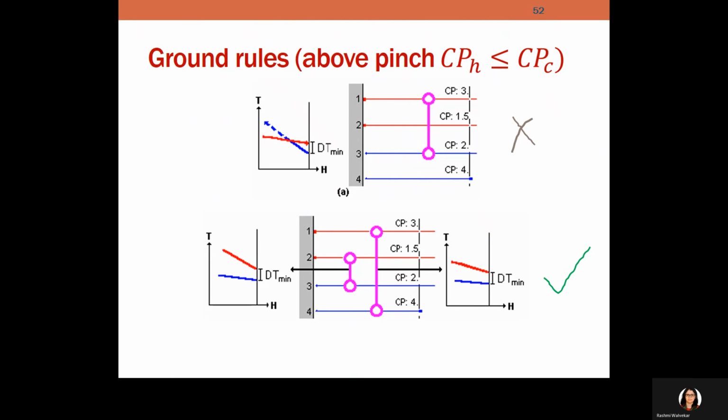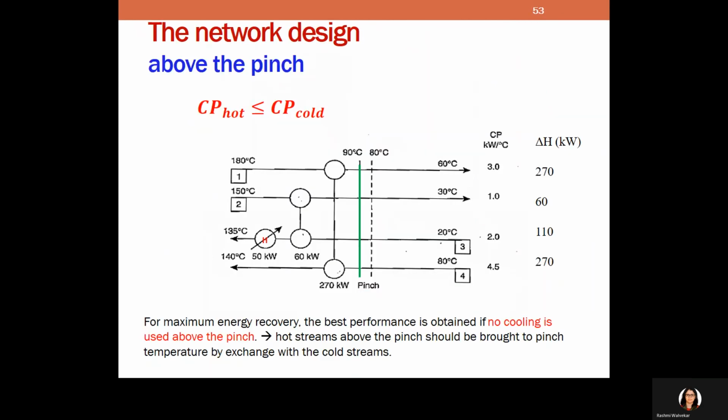So now how to draw this heat exchanger network? We will draw them separately above the pinch and below the pinch. First will be above the pinch. Above the pinch means we are doing only cooling of the streams from 180 degrees Celsius to 90 degrees Celsius, and from 150 to 90. Similarly, the cold streams will be from 80 to 135 and 80 to 140. So write the CP values here and draw this.